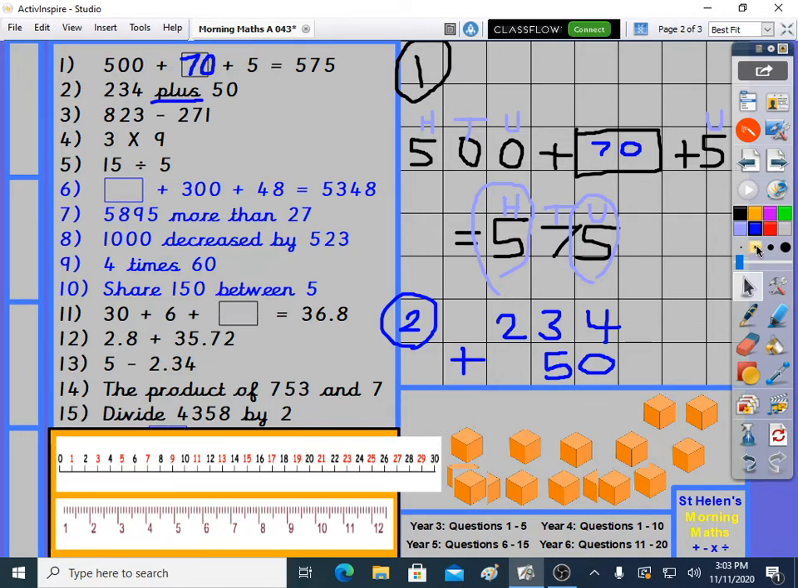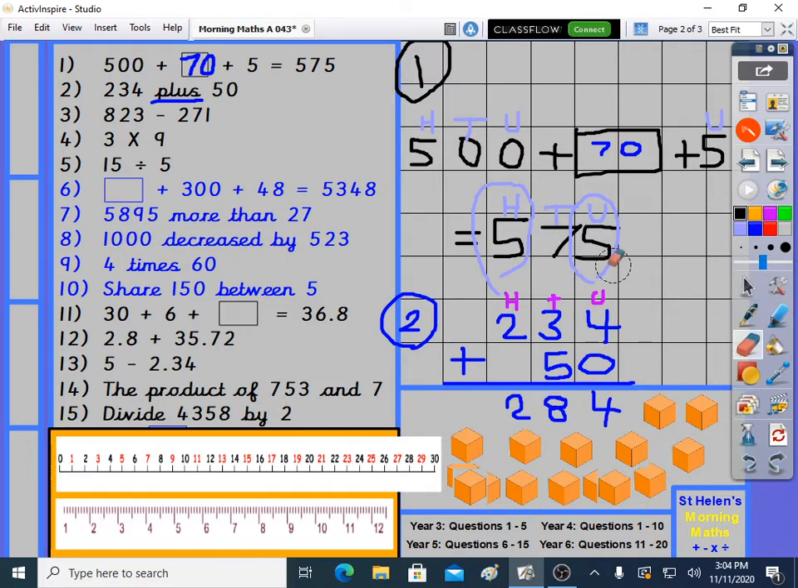So 234 plus 50 we're going to do. 4 plus 0 is 4. 3 plus 5 is 8. And 2 in the hundreds column. So that was units, wasn't it? Tens and hundreds. 4 plus 0 is 4 in the units. 3 tens plus 5 tens is 8 tens. And 200 is just 200. Plus makes things bigger. So 234, we added something to it. It got bigger. Became 284.